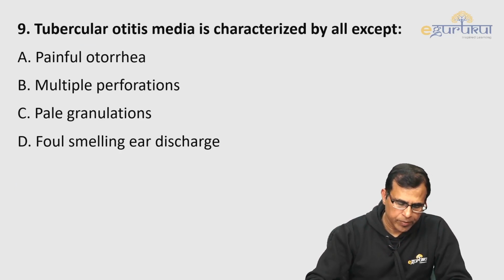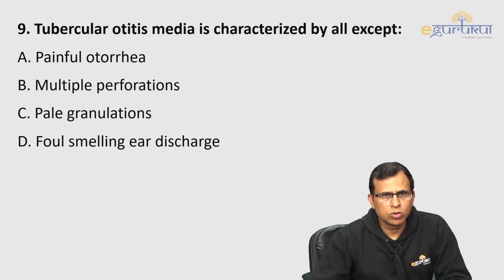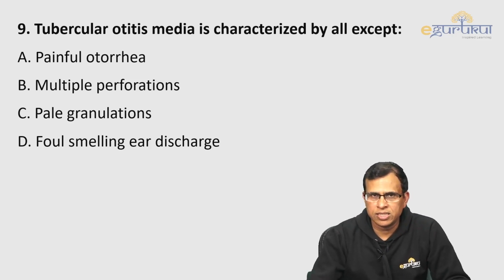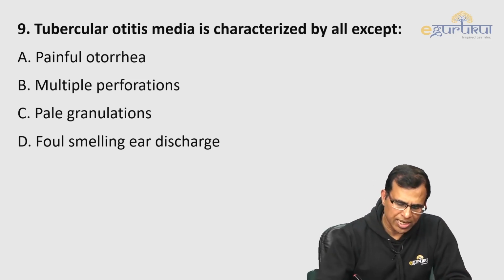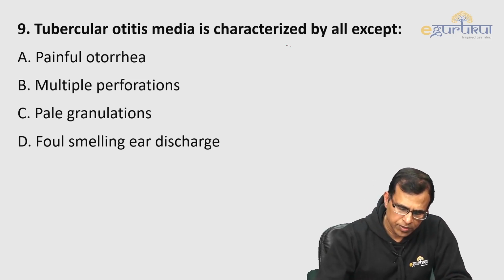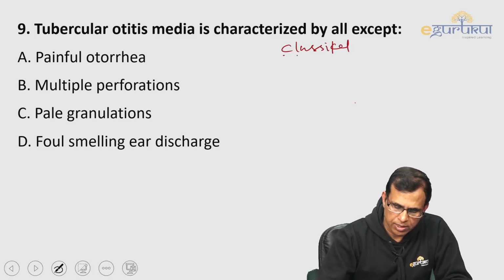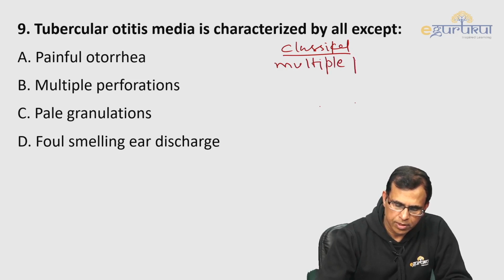Next, question number 9 is, tubercular otitis media is characterized by all except. That means 3 are true, 1 is not true. You know what is the classical feature of tuberculosis of the ear? The classical feature is multiple perforations, and this is very commonly asked in the exam.